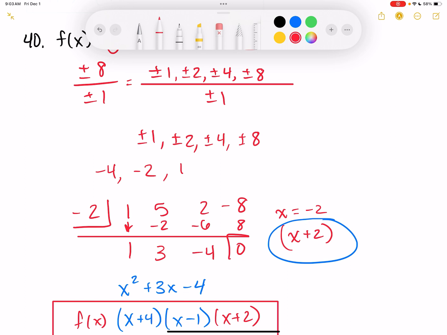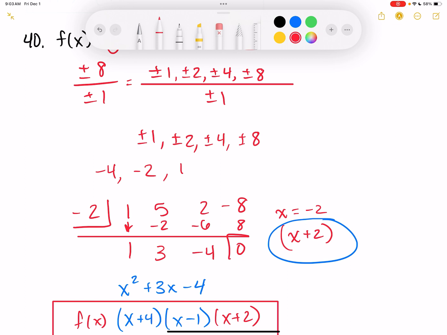How do you do it without a calculator? How do you find that? You would check positive 1, you'd check negative 1, you check positive 2, you check negative 2, you check positive 4, you check negative 4, you check positive 8, you check negative 8. So you would have to run 8 sets of synthetic, unless you find one in the beginning.